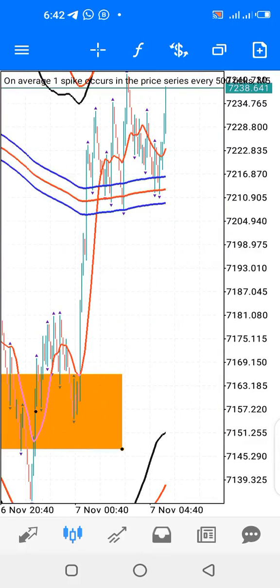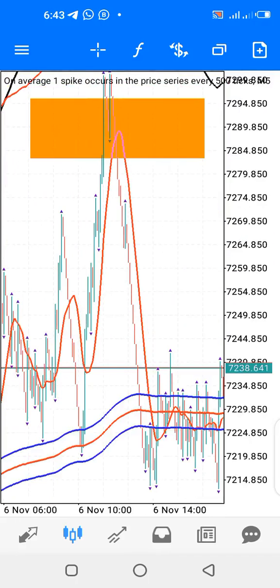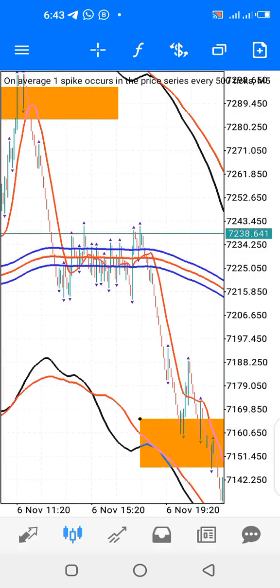Okay, another way is when it gets to the upper band area, allow price to drop below this red moving average line. Once it drops below the red moving average line, you can sell towards the band, the 200 moving average band area. Okay, now before I go forward, let's look at the settings.